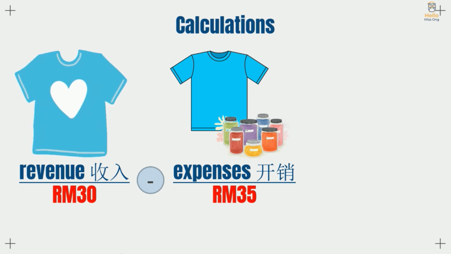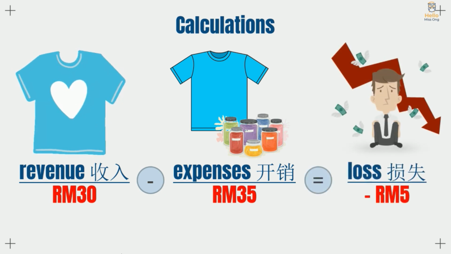Yes, 30 ringgit minus 35 ringgit equals minus 5 ringgit. So minus 5 ringgit is my loss. I didn't earn any money. In fact, I lose 5 ringgit. So in order to be a successful entrepreneur, we have to make sure that our revenue is always higher than our expenses in order to get profit.